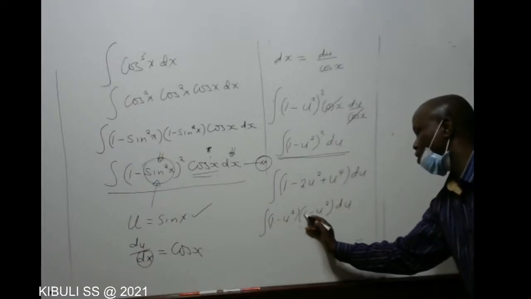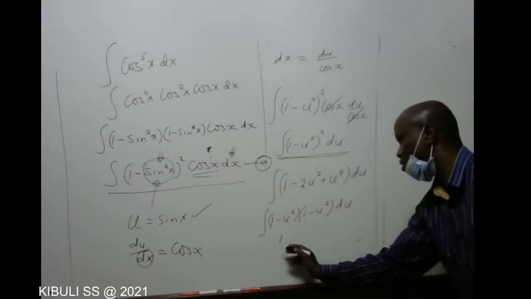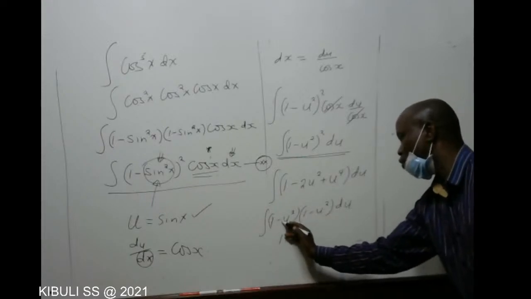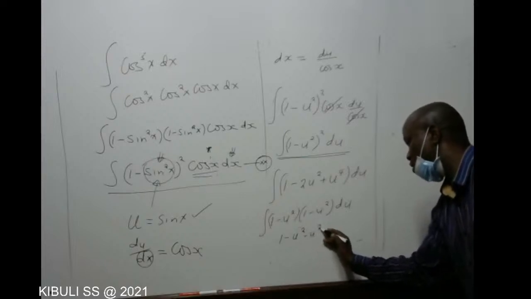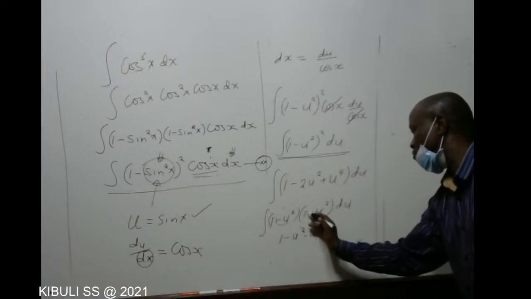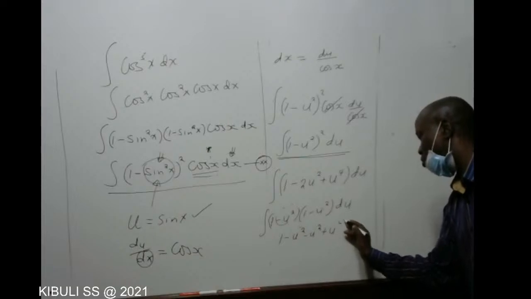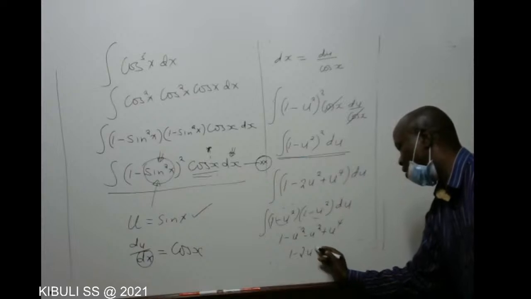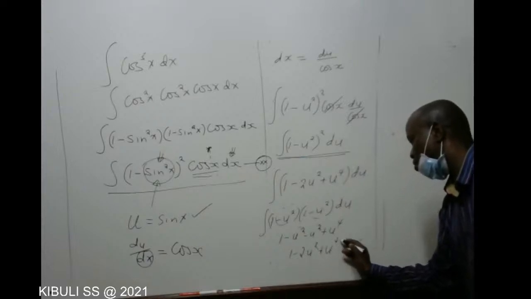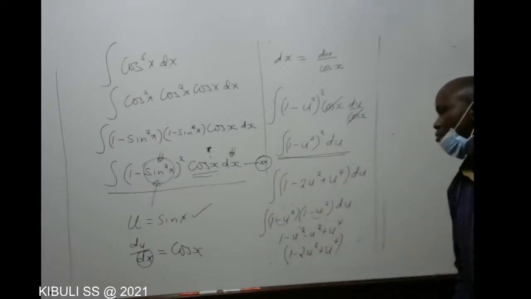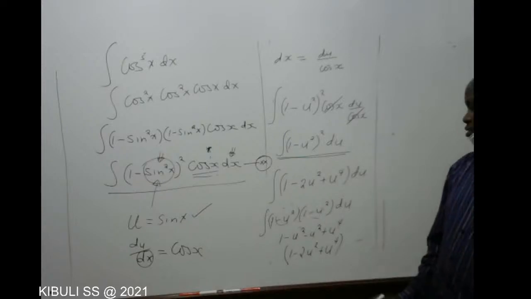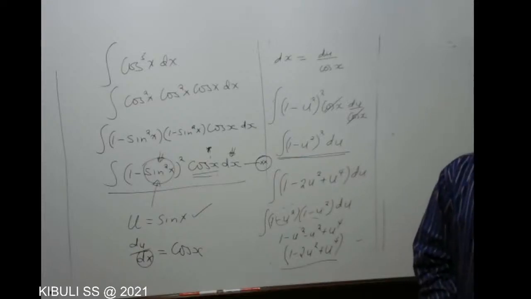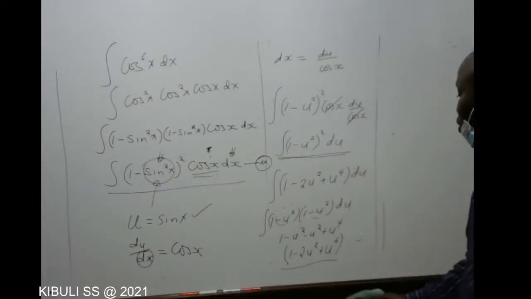Then you start multiplying. 1 times 1, you get what? You get 1. 1 times negative u squared is negative u squared. Negative u squared times 1 is negative u squared. Negative u squared times negative u squared is positive u power 4. These are the terms: 1 minus 2u squared plus u power 4. You get the same answer. So either way, you get it right, so long as you are steady.